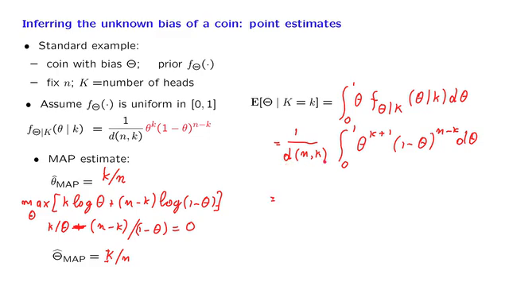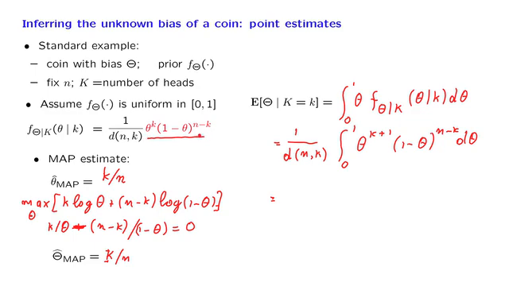What is d of n,k? D of n,k is the normalizing constant of this PDF. For this to be a PDF and to integrate to 1, d of n,k has to be equal to the integral of this expression from 0 to 1. So we need to somehow be able to evaluate this integral.